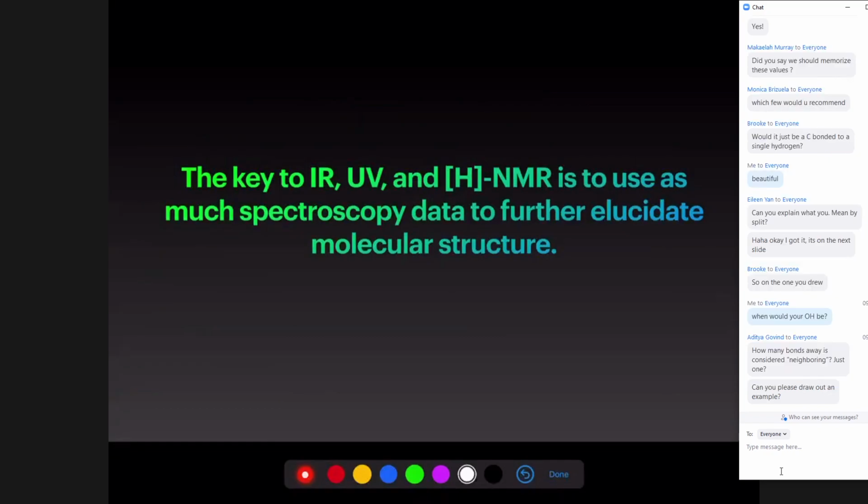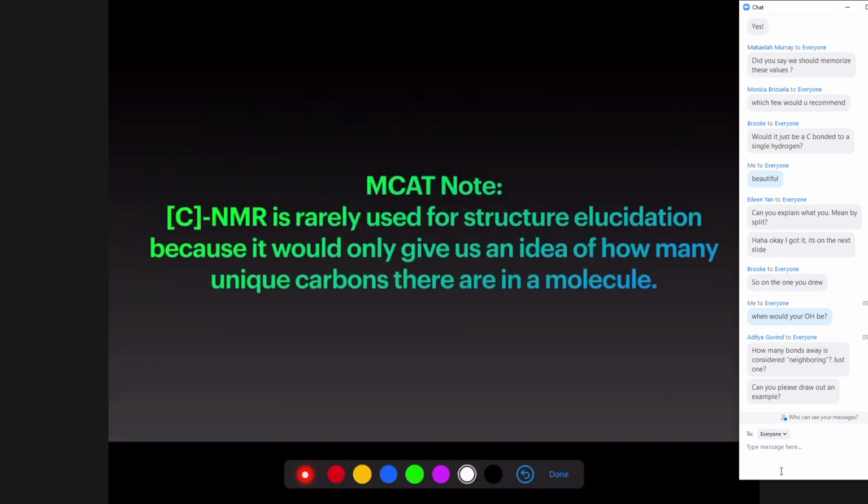Let me go ahead and review this. The key to IR, UV, and HNMR is to use as much data as possible to further elucidate the molecular structure. We have to use all 3 of these together to really get a good idea of what our molecule is. CNMR is rarely used for structural elucidation because it would only give us an idea of how many unique carbons there are in a molecule.